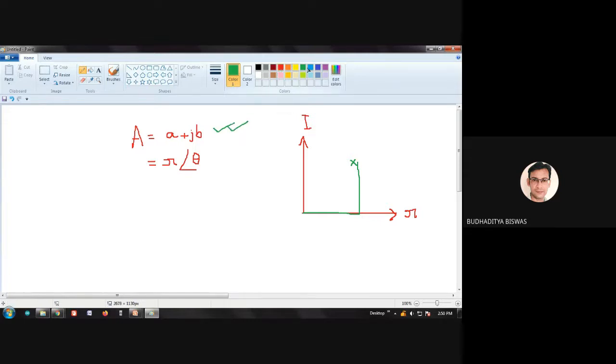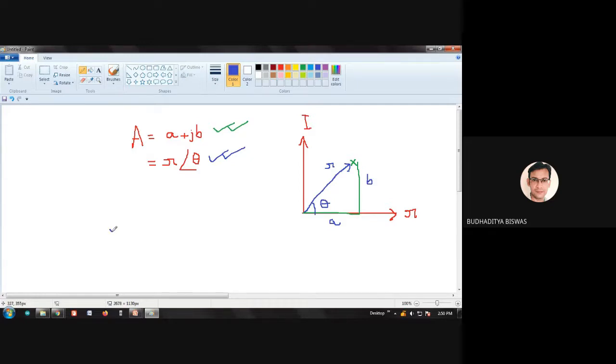Or we can move directly from the origin by r, which makes angle theta from the real axis. In this way also we can find the same point x. So this is called the polar representation, and this is called the Cartesian representation. This one is a, this one is b, and this one is r.